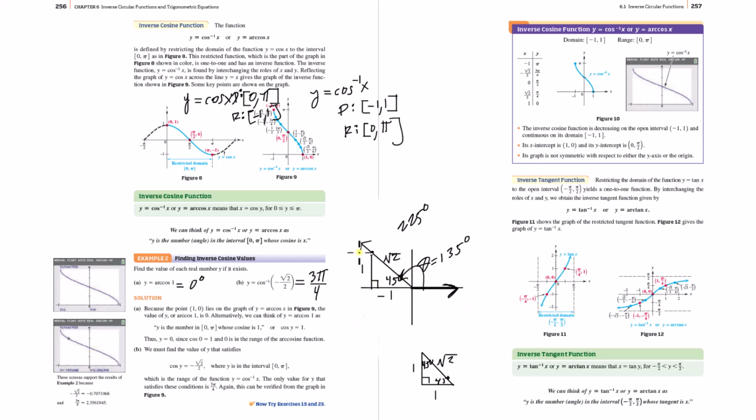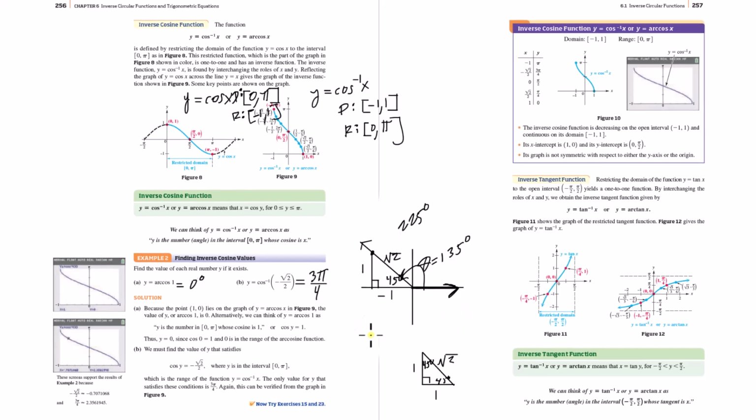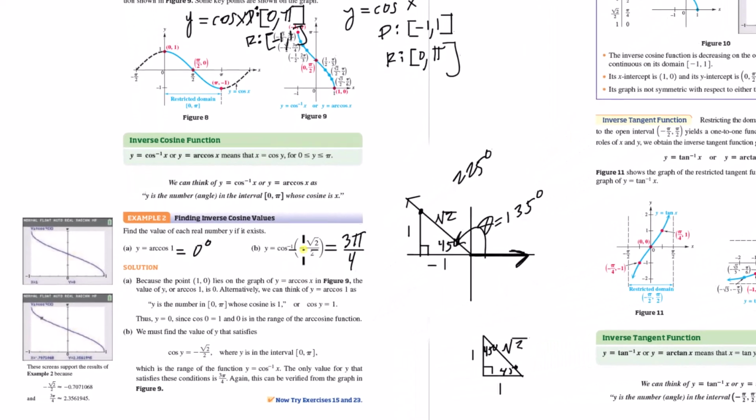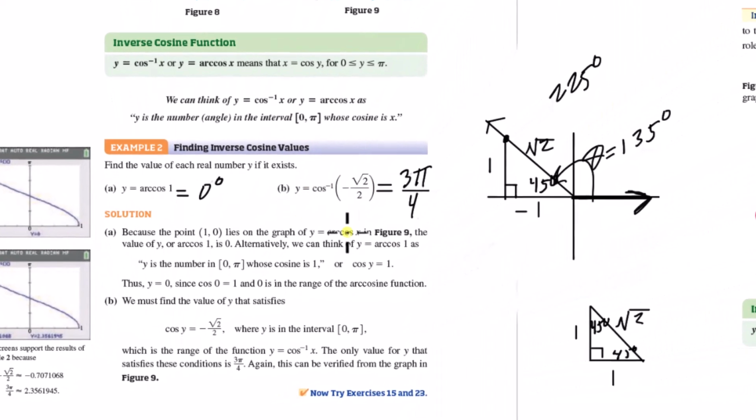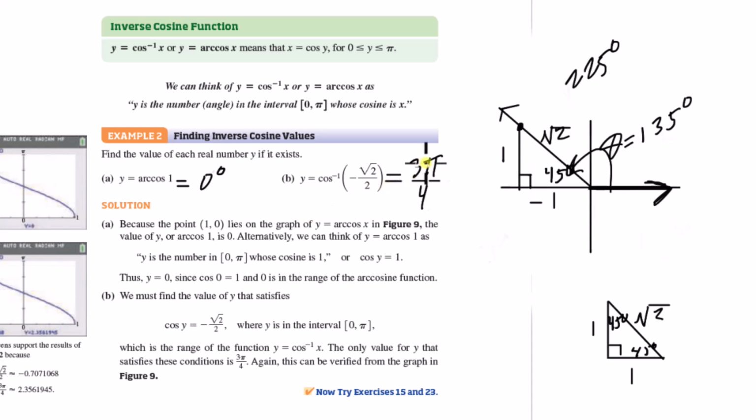So any angle that's coterminal with 135 or 225 satisfies that question: when you take its cosine value, you get minus root 2 over 2. Okay. However, that does not mean that this function has multiple answers. This has one and only one answer: 3 pi over 4, or 135 degrees.